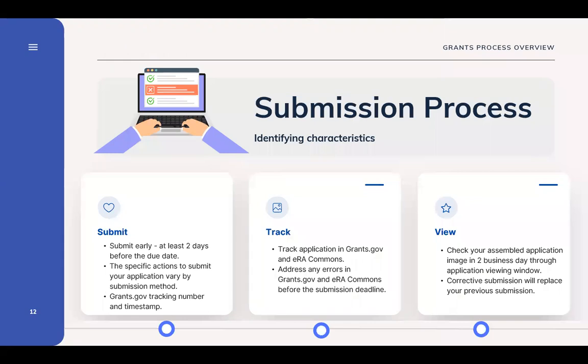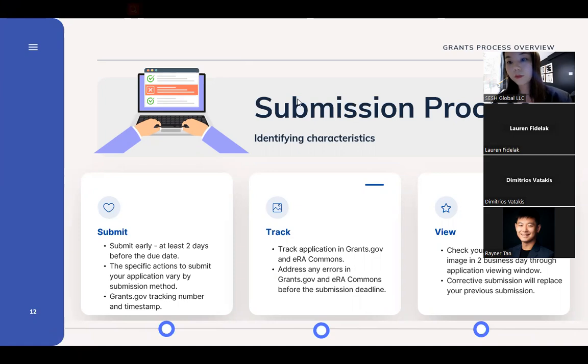So the submission process, once you have identified a funding opportunity that you are going to pursue, there are a couple different characteristics to keep in mind. The first is the actual submission. So you want to submit early, and I can't stress this enough, submit early, at least 2 days before the due date. You don't want to be an hour before the due date and something has gone wrong. So the specific actions to submit may vary. So again, it's very important that you understand the distinct characteristics of the opportunity that you are pursuing.